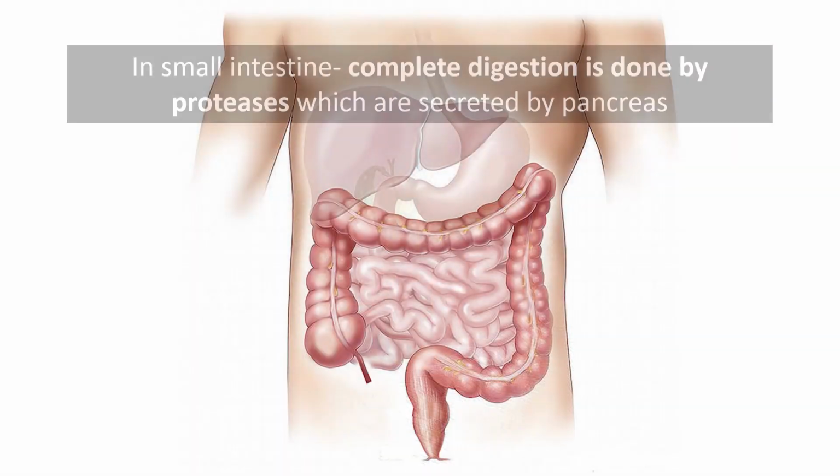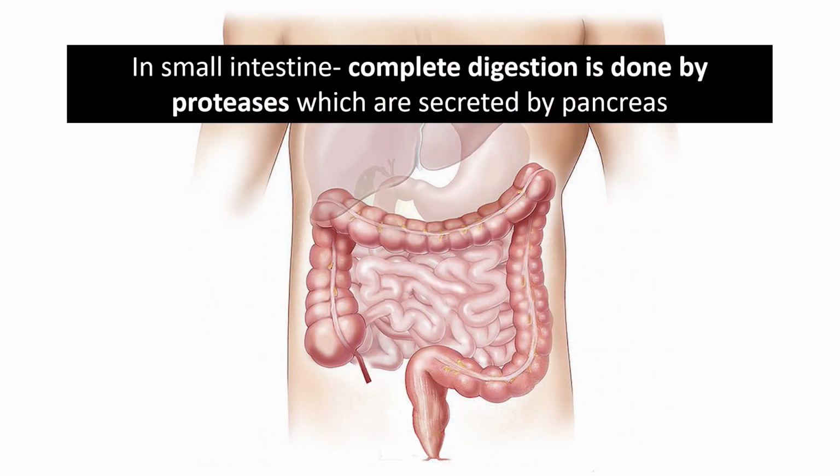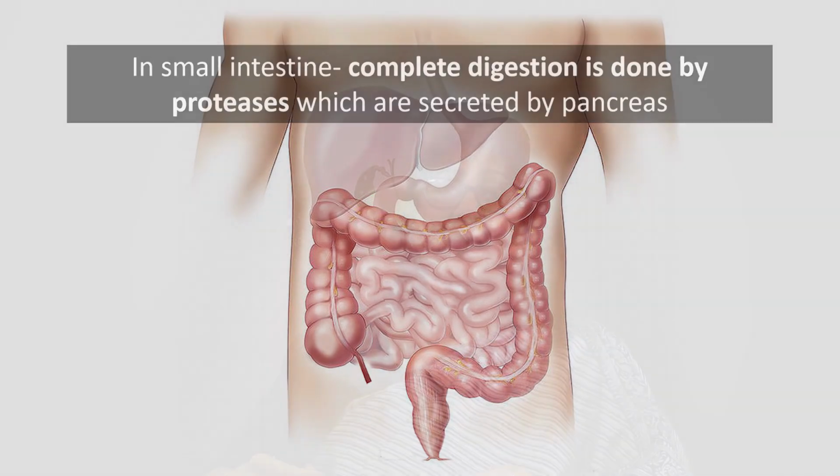But still, the food moves further into the small intestine. That is where the complete digestion is done by the action of another enzyme called proteases, which is secreted by the pancreas. And the complex protein is broken down into simpler units.